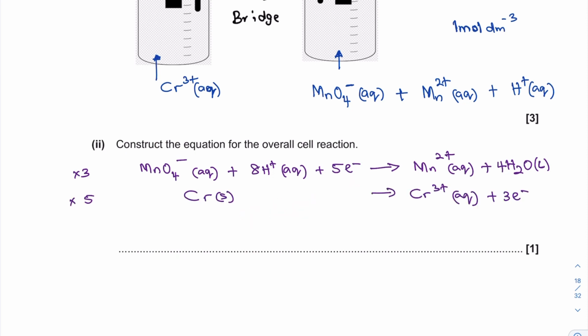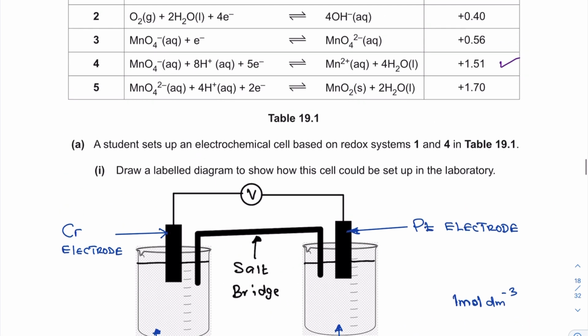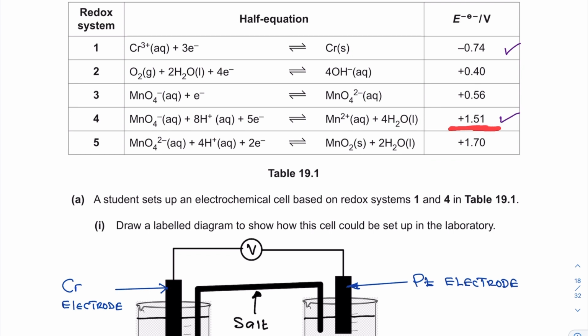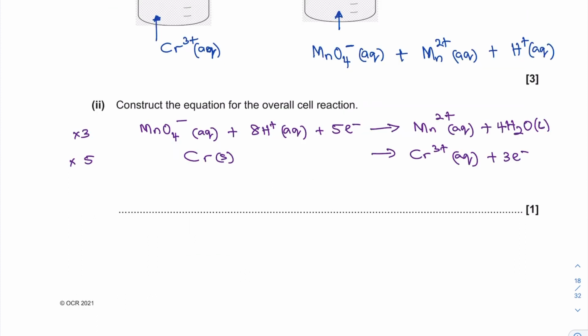Also, we have chromium solid being formed, so that has to be reversed. Why? Because the more positive stays and the less positive will be reversed. So this has to go that way because it's less positive here. That's why chromium is in this direction. That means chromium is being oxidized, and the potassium permanganate or the manganate will be reduced. The reduced is gaining electrons, and the oxidized is losing electrons.